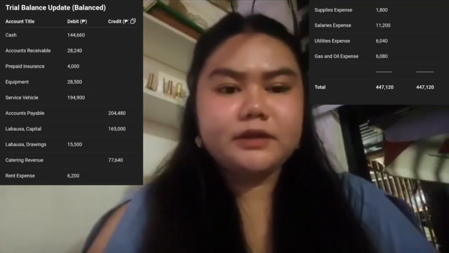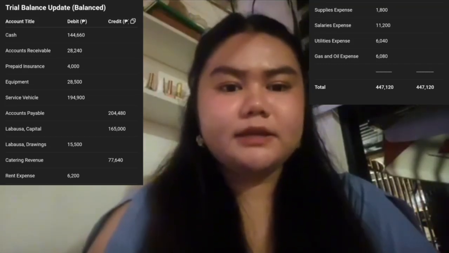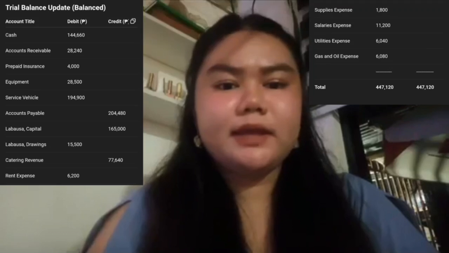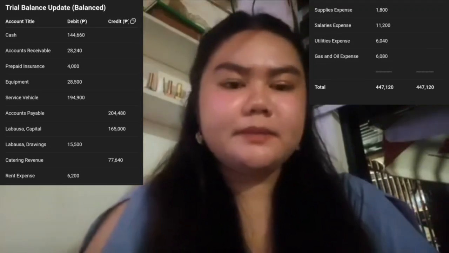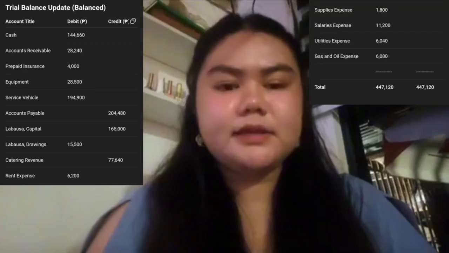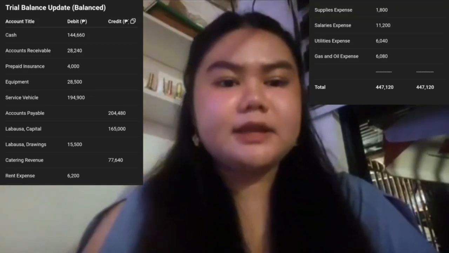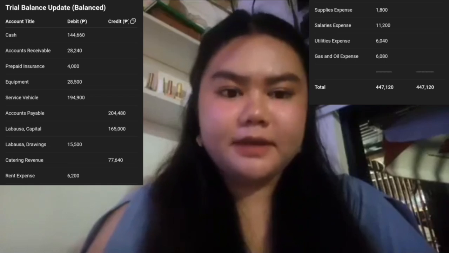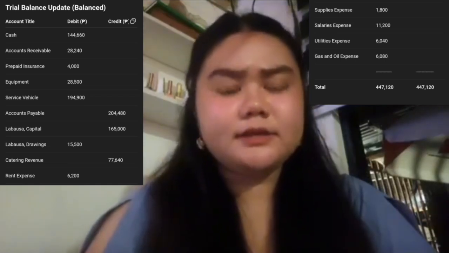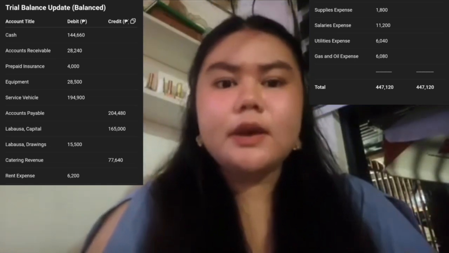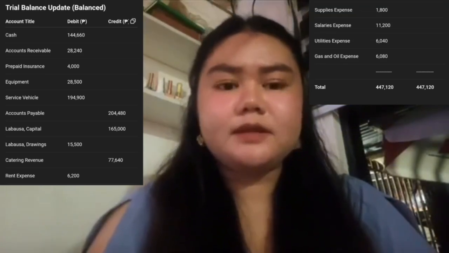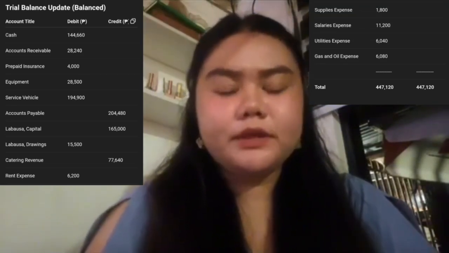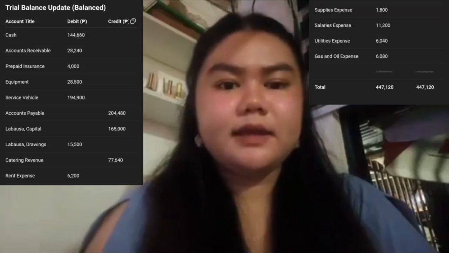So, I have also an example of a trial balance. After recording all transactions in the general ledger, we take the final total of each account and list them in the trial balance. We place cash, supplies, and rent expense under debit because they are assets and expenses. We place capital and sales under credit because they are the owner's investment and income.